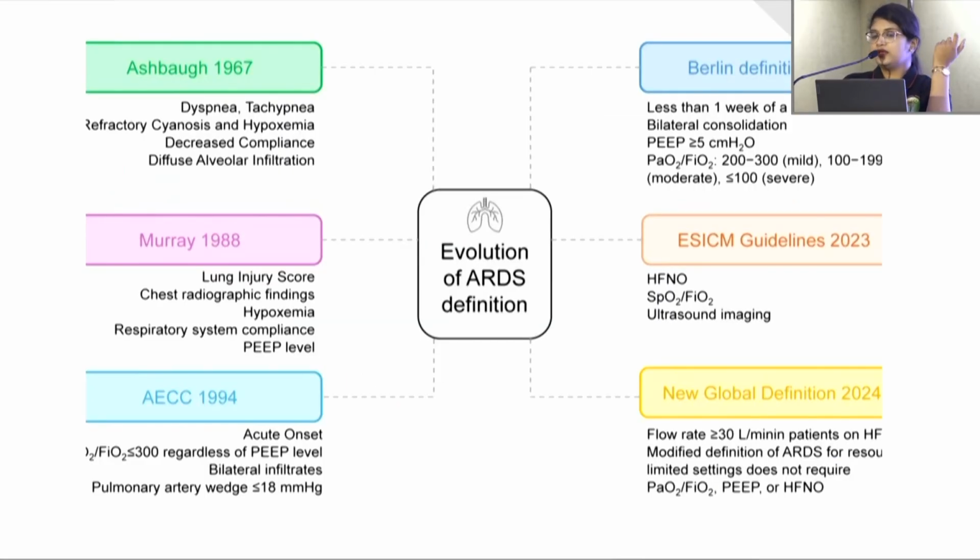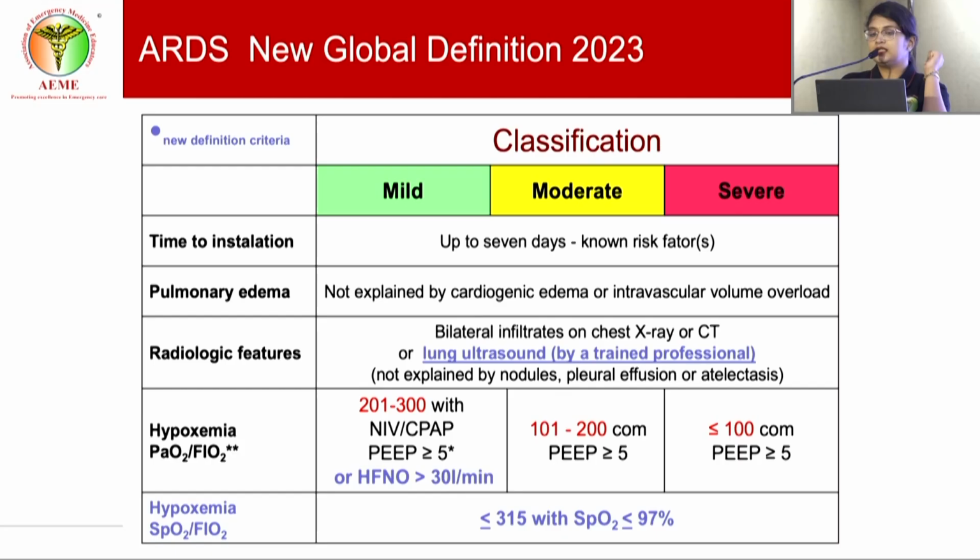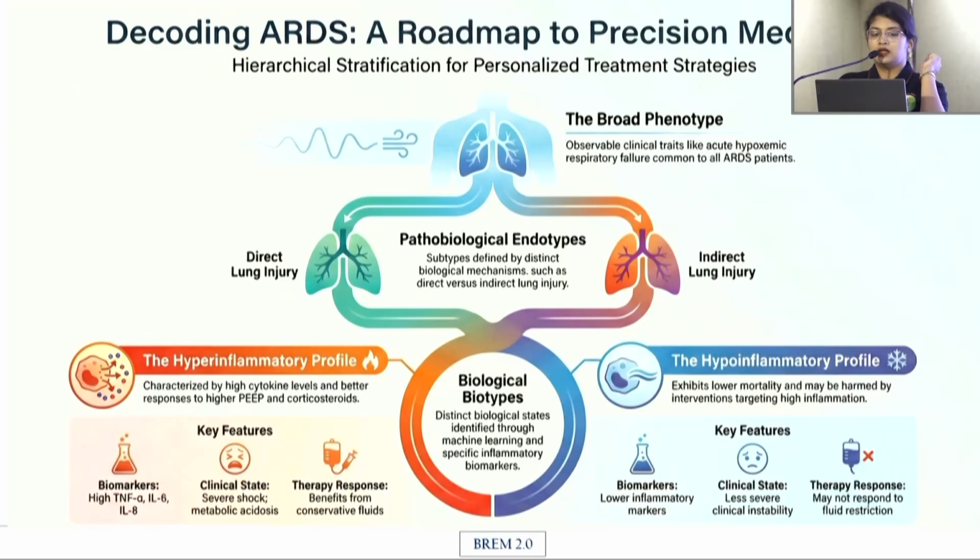The definition of ARDS has evolved over time. Currently we all know that there is a new global definition for 2023. The European Society of Intensive Care Medicine has introduced phenotypes in ARDS. So what is a phenotype? It is the observable trait in an individual depending on his genetic trait interacting with the environment.